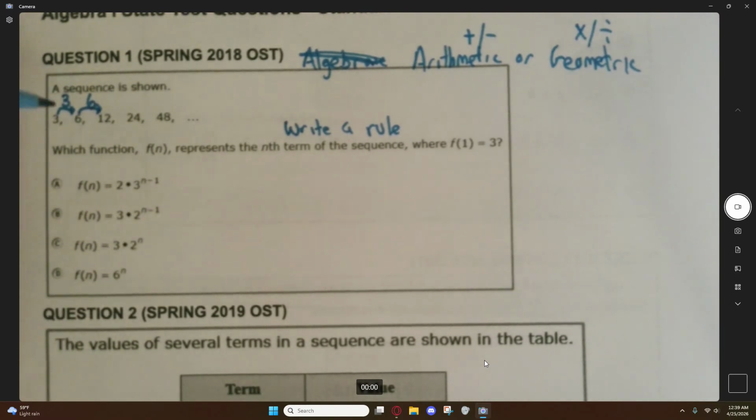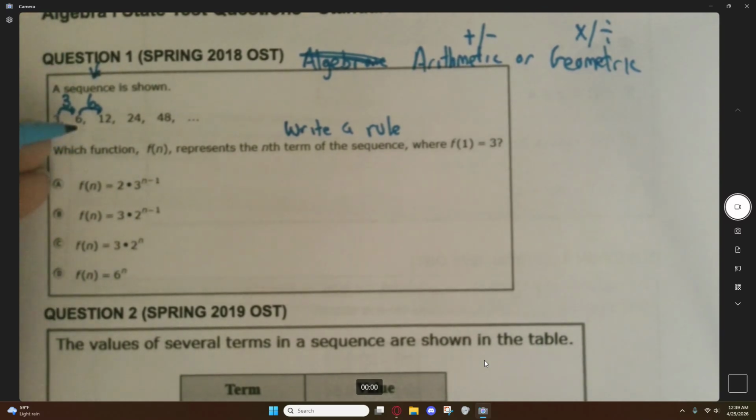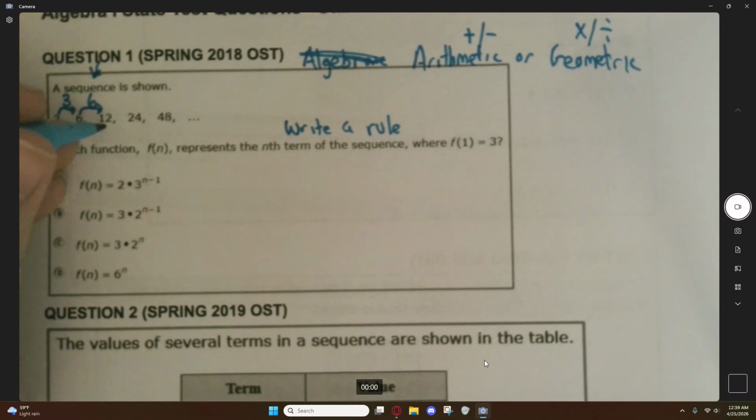That means it has to be a geometric sequence, since we're told that it is a sequence. So, 6 divided by 3 is 2. You would multiply 3 by 2 to get 6. 12 divided by 6 is 2. You would multiply 6 by 2 to get 12. So on and so forth.